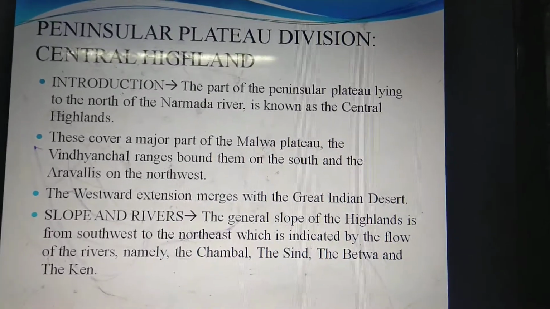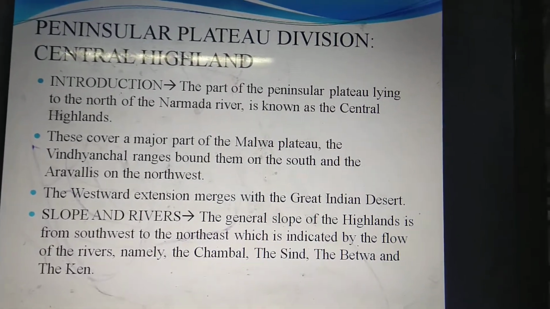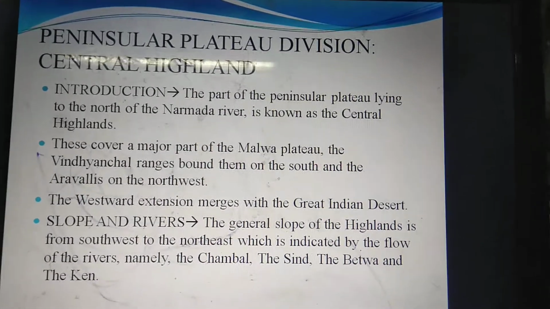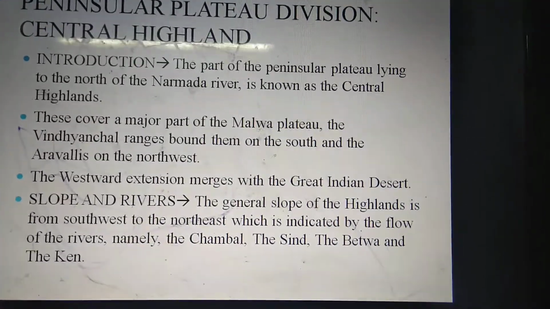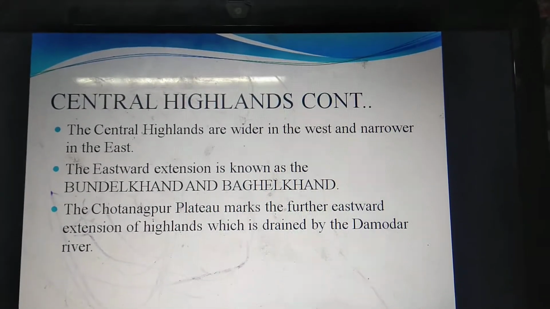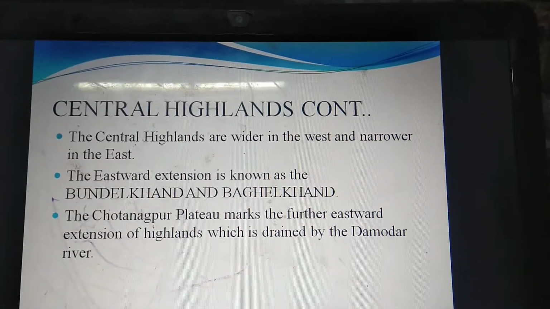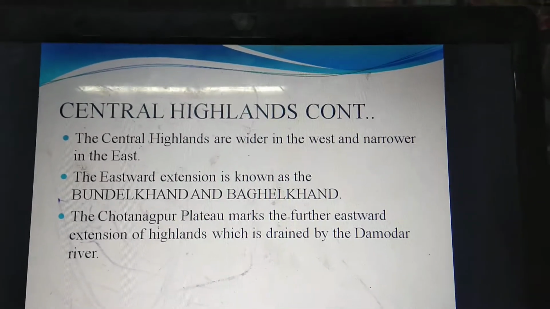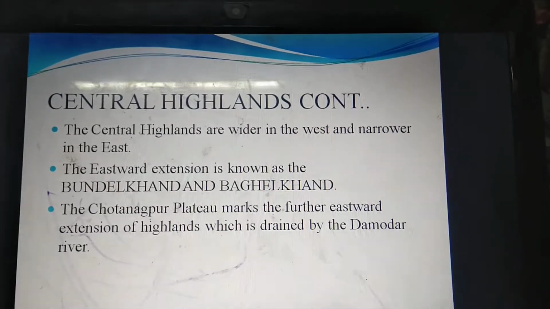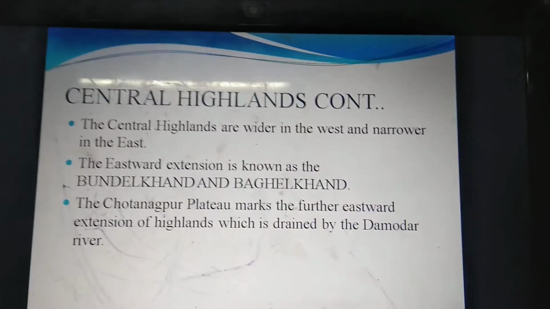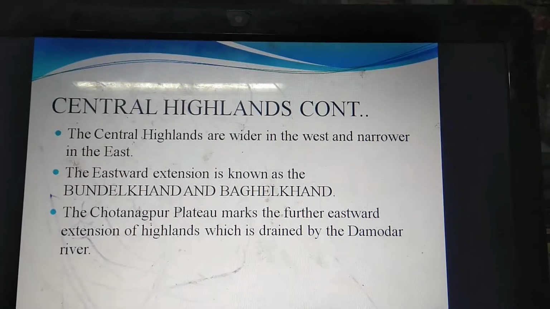The general slope of the highlands is from southwest to northeast, which is indicated by the flow of the rivers. The major rivers of the area are the Chambal, the Son, the Betwa and the Ken. The Central Highlands are wider in the west and narrower in the east. The eastward extension of the Central Highlands is divided into two parts, the Bundelkhand and the Baghelkhand Plateau regions. The Chota Nagpur Plateau is the most northeastern extension of the highlands, which is drained by the Damodar River valley.